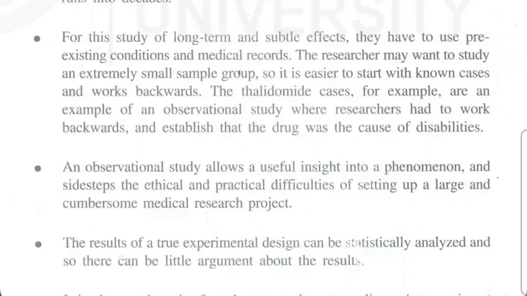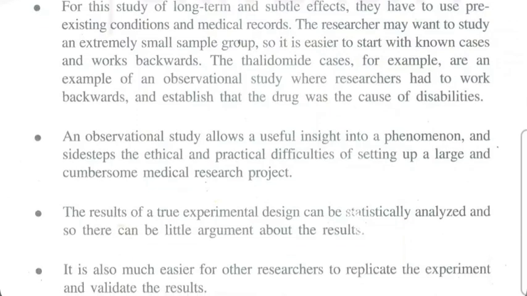The researcher may want to study an extremely small sample group, so it is easier to start with known cases and work backwards. The thalidomide cases, for example, are an example of an observational study where researchers had to work backwards and establish that the drug was the cause of disabilities. An observational study allows a useful insight into a phenomenon and sidesteps the ethical and practical difficulties of setting up a large and cumbersome medical research project.